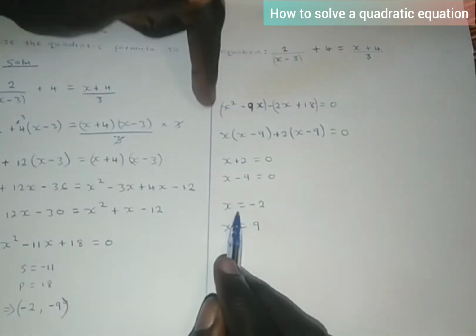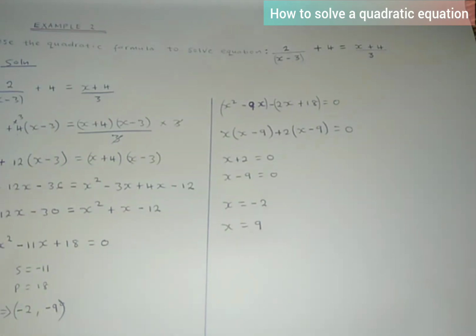So that means that we have found our two values of x. They are negative 2 and positive 9.